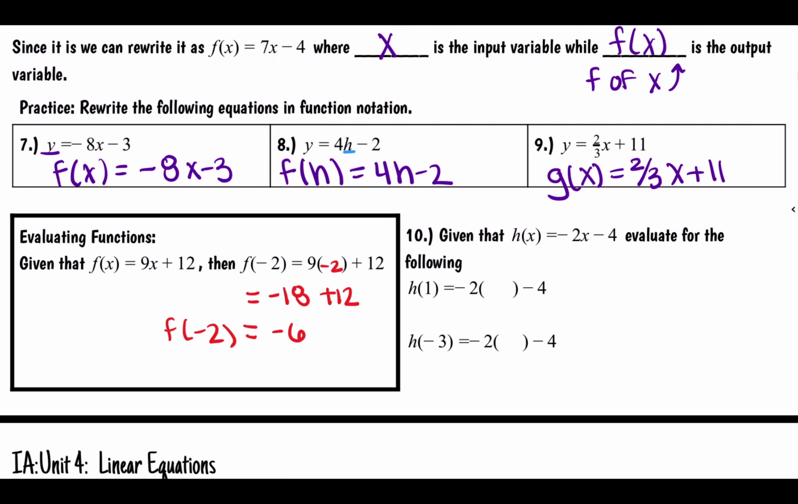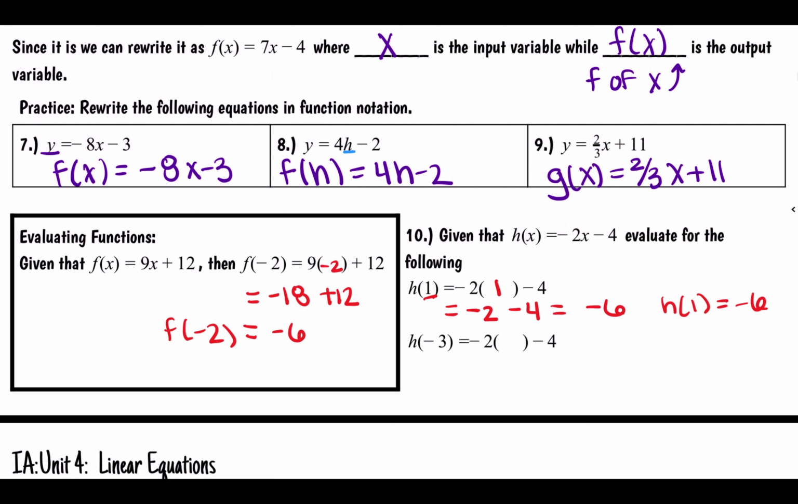Let's practice some more evaluating. Given that h of x equals negative 2x minus 4, evaluate for the following. We have h of 1. We're going to take 1 and plug it in. So we have negative 2 times 1 minus 4. That turns into negative 2 minus 4, which is just negative 6. So h of 1 is negative 6.